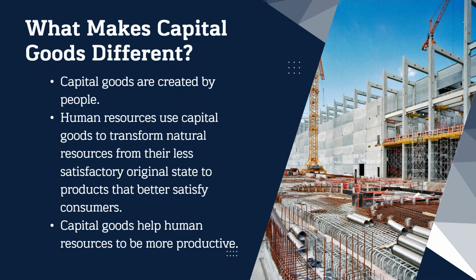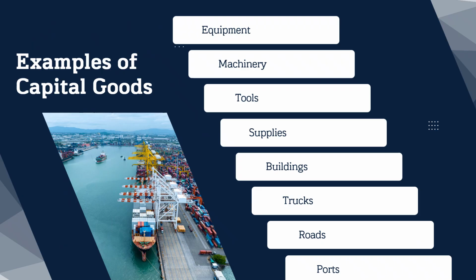Capital goods help human resources be more productive, such as turning iron ore into steel or turning cotton into sheets of fabric and clothing. Other examples of capital goods include equipment, machinery, tools, supplies, buildings, trucks, roads, and ports. All of these are examples of capital goods, which are used in the development and transportation of products.